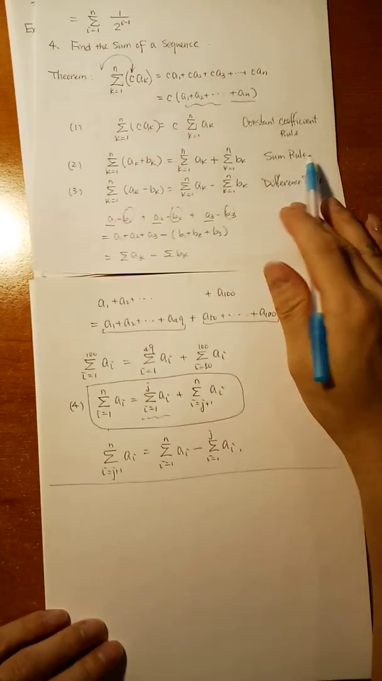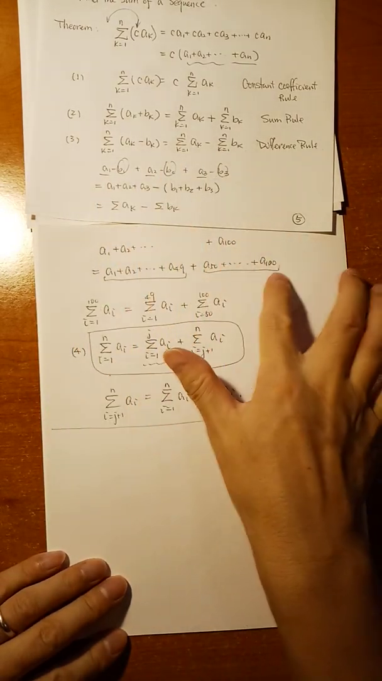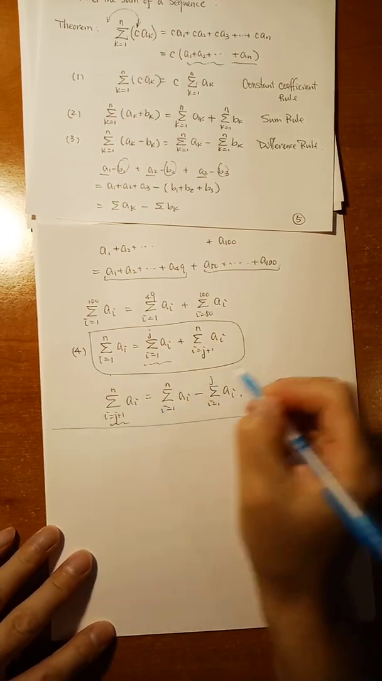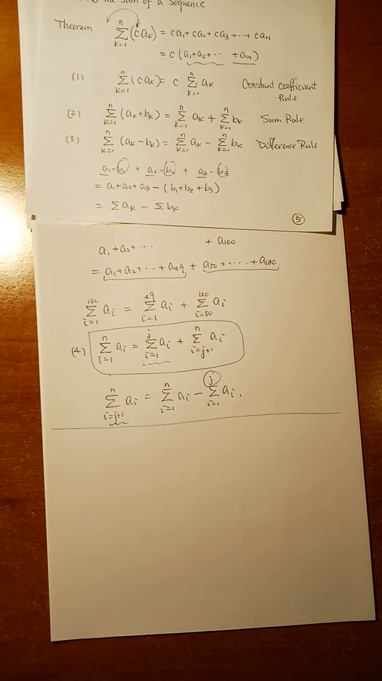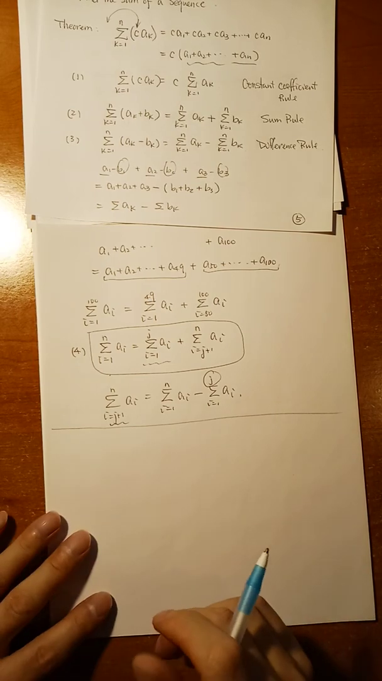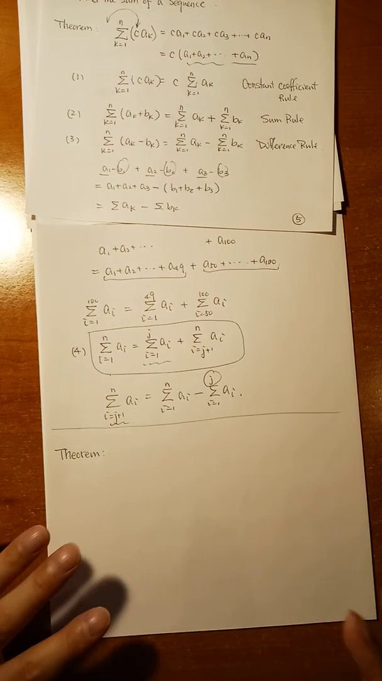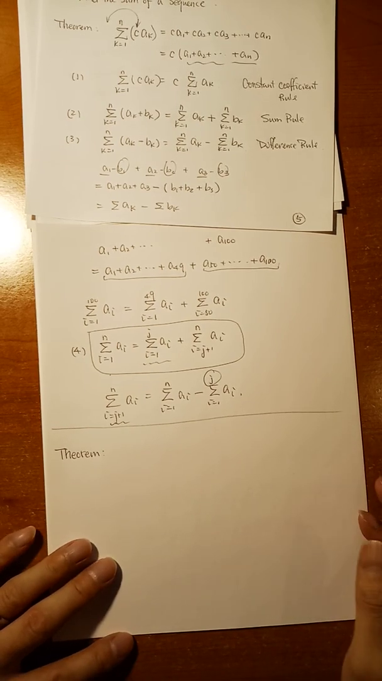Okay, so the constant coefficient rule, sum rule, difference rule, and here you remove the first few terms, you start from j + 1 to n. Be careful, here is j + 1, here is j. Okay, so again, the sigma notation is just a notation, it's not evaluation. But we do want to evaluate some special sequences. So the next theorem gives us the value of certain sigma notation for certain special sequences.